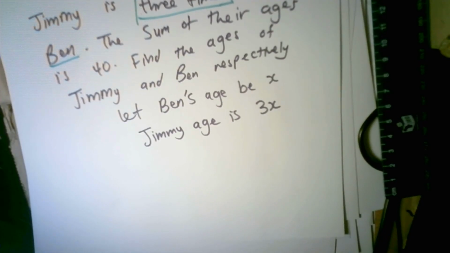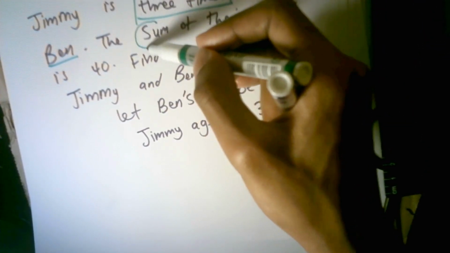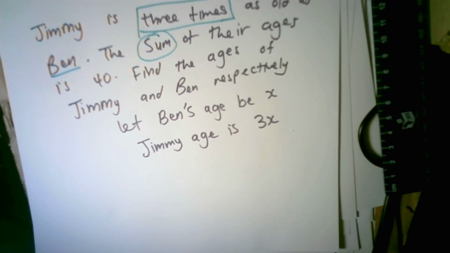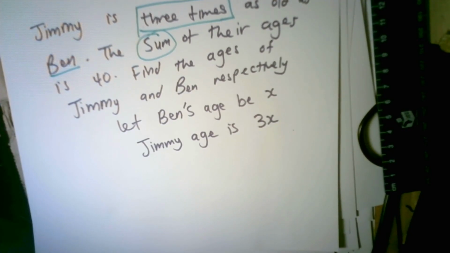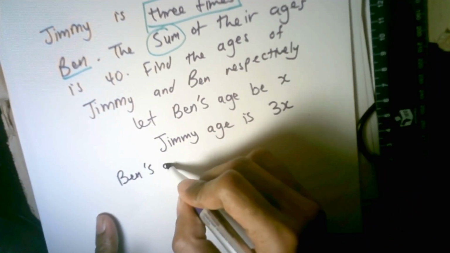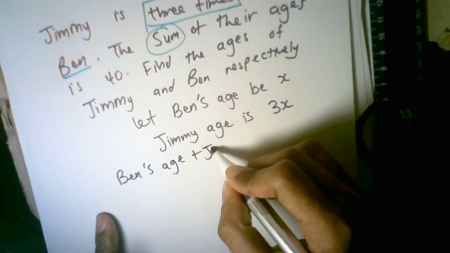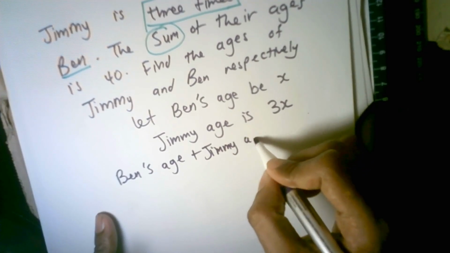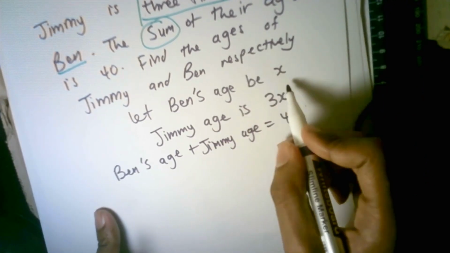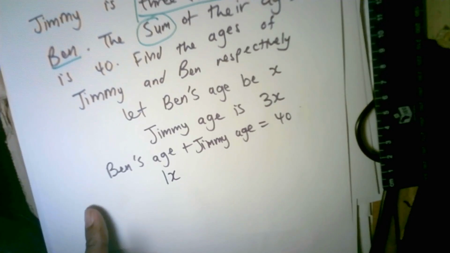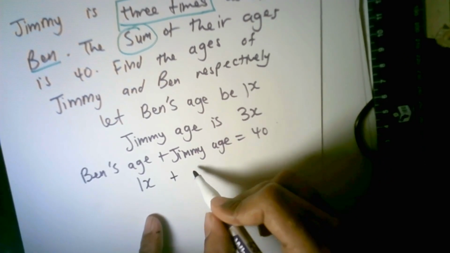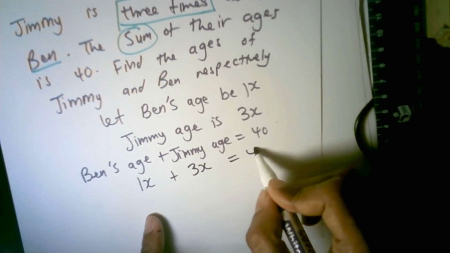Now, the sum of their ages, again, a very crucial word. Sum means addition. So if I take Jimmy's age and I add it to Ben's age, the sum, it is equal to 40. So we have Ben's age plus Jimmy's age is equal to 40. So Ben's age is, in terms of x, 1x. Remember we said it's x and there's an invisible coefficient of 1. Plus Jimmy's age, which is 3x, is equal to 40.